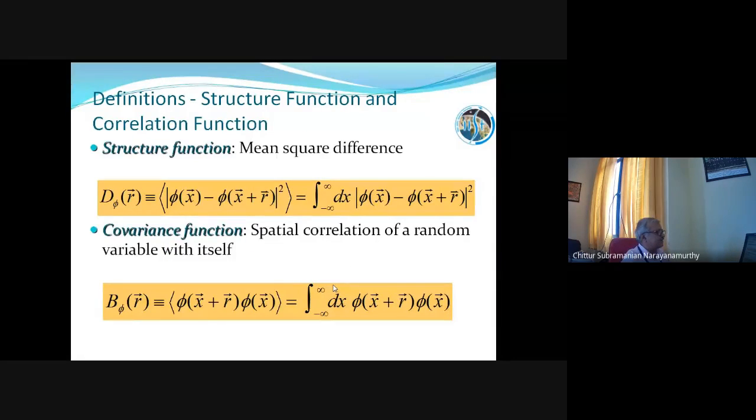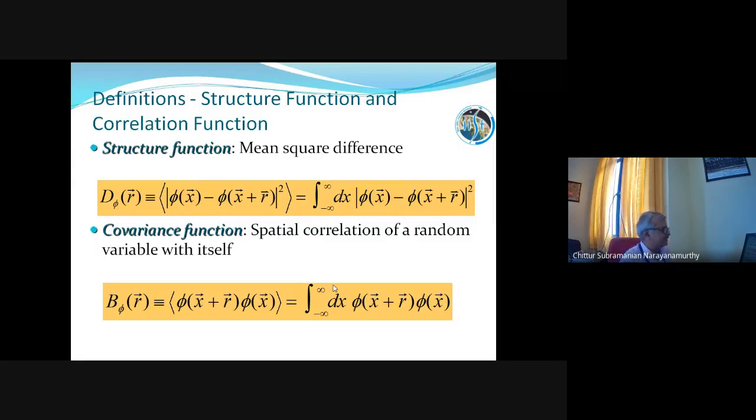Now, there are two important functions involved in atmospheric turbulence, known as the structure function and the correlation function. The structure function is the mean square difference. I will just give a brief introduction to the mathematical expressions. D phi is a structure function, which is the modulus of the square of phi at one position minus phi at x plus another position, as an ensemble average. This is called the phase structure function of light passing through the turbulence, and it can be measured like that.